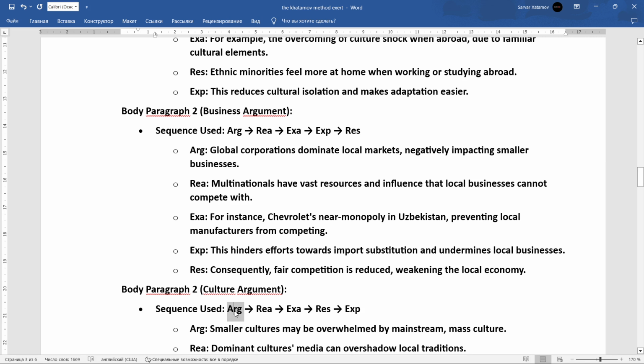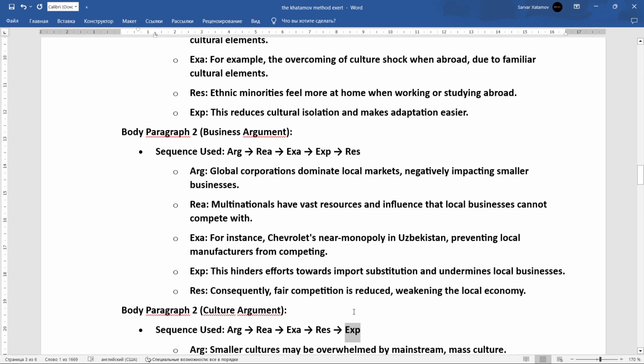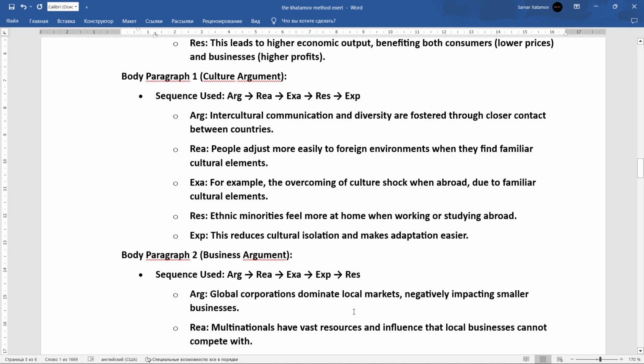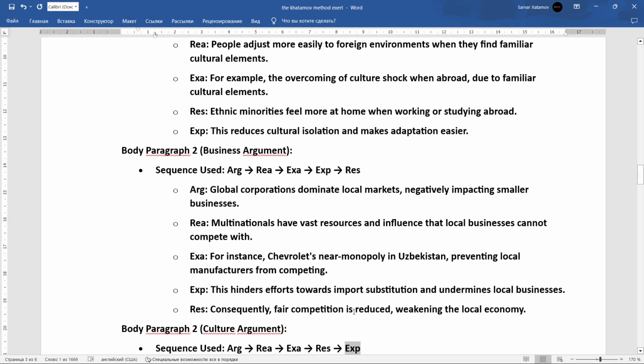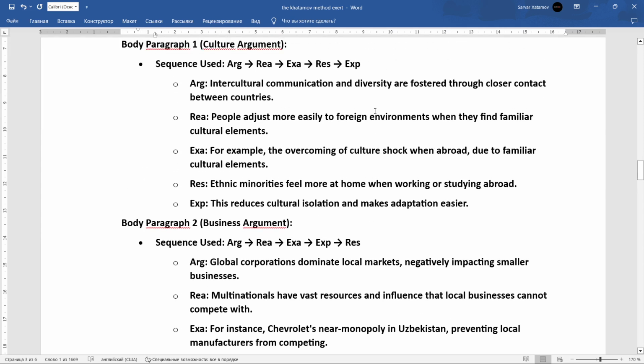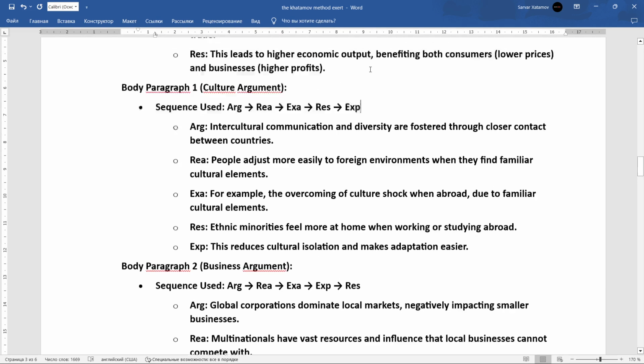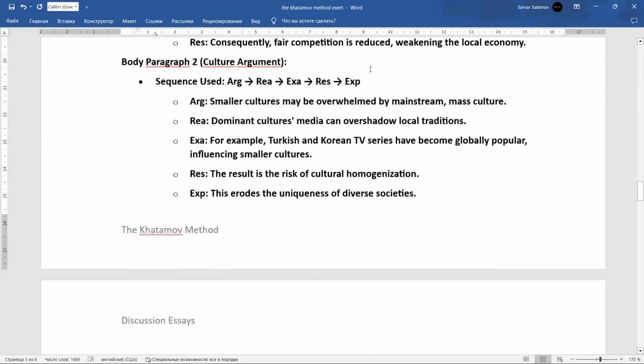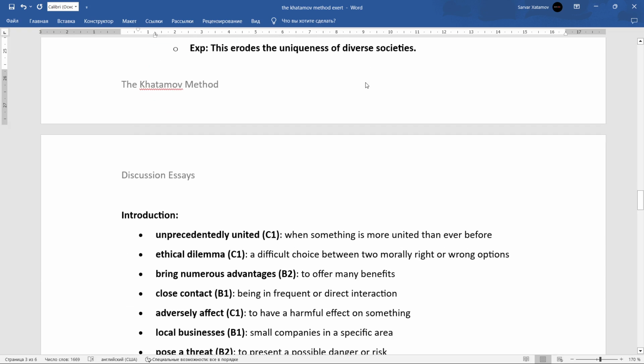Argument, reason, example, result, explanation. I think we have this: reason, example, result, explanation, right? I used it in body paragraph 1. That's why it kind of feels similar, right?